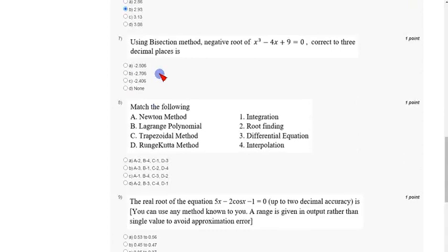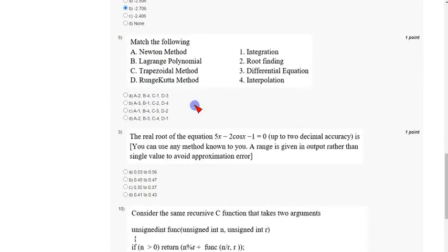And coming to the 7th one, friends, all these questions are 100% correct. So keep belief in me and let's keep proceeding. 7th question, using the bisection method, the negative root of x cube minus 4x plus 9 equal to 0, correct to 3 decimal places. We have to mention 3 decimals after the point. So the answer for the 7th question is option B, that is minus 2.706. Mark option B as the correct answer for the 7th question.